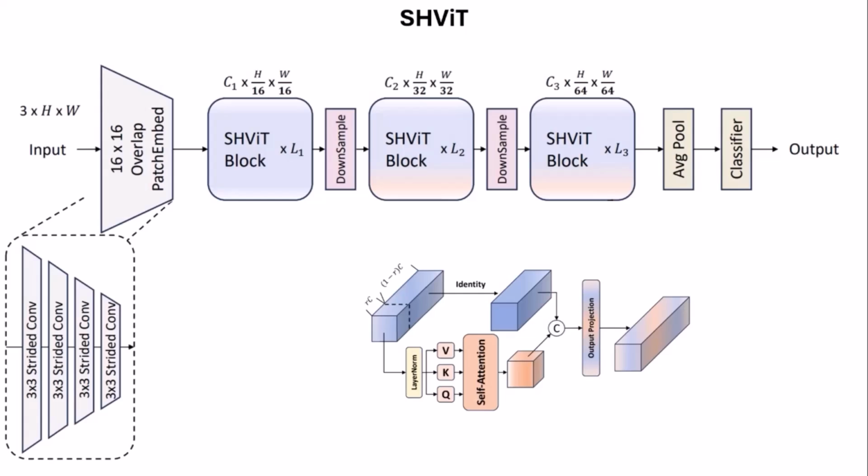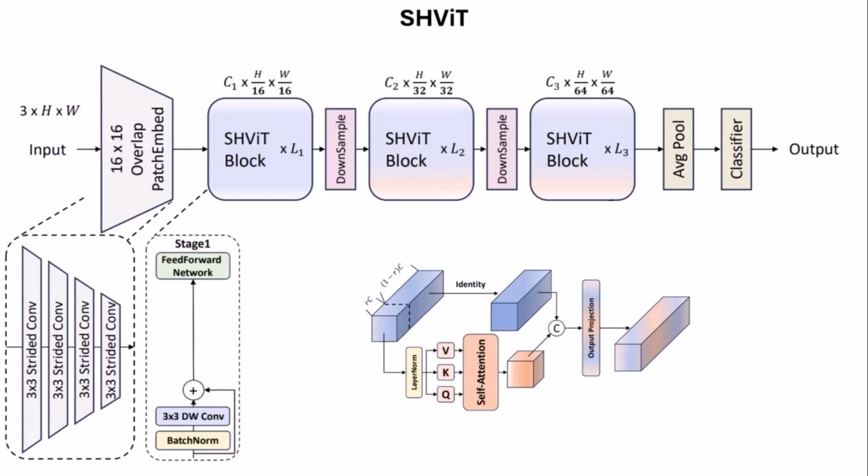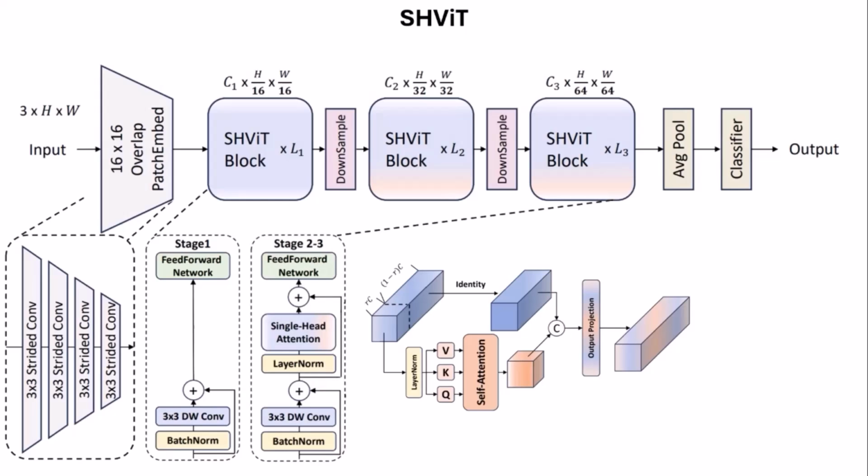And then we have this first stage that is simply a depth-wise convolution. I already gave you the reason why. Once we do it, we downsample it, so instead of 16 by 16 patches, we have 32 by 32 patches. And for the second stage, and also for the third stage, we use this architecture instead: after the depth-wise convolution, now we have single head attention, which is the same thing that I just mentioned.